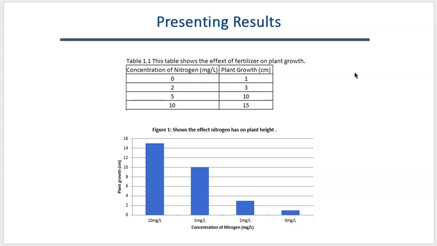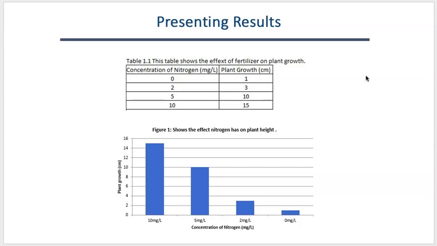When you generate a table, it always has a name and a number. So this is table 1.1. In addition to that, there's always a description. The description basically tells you the contents of the table. It should be concise. It should include the key elements shown in the table. So this table shows the effect of fertilizer on plant growth.